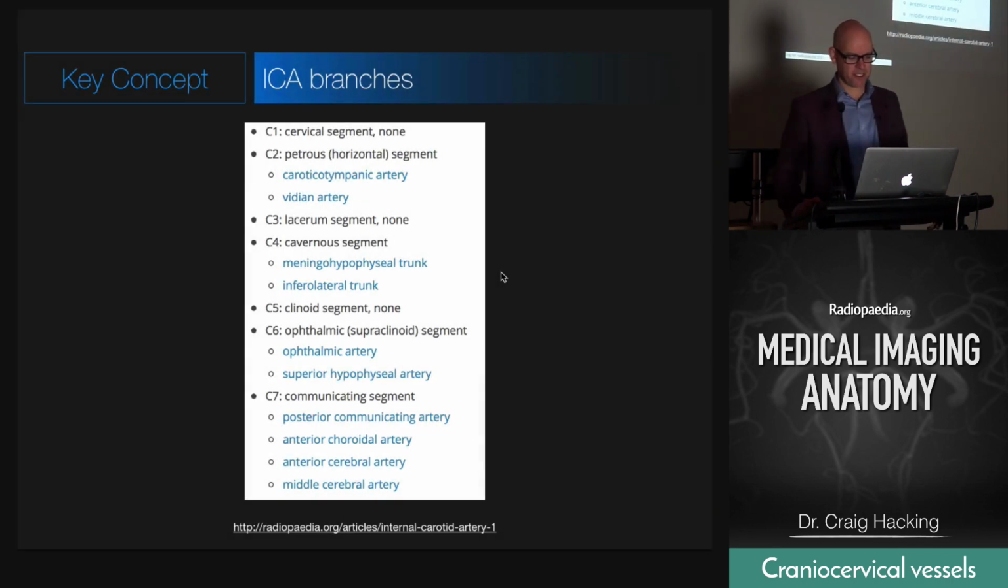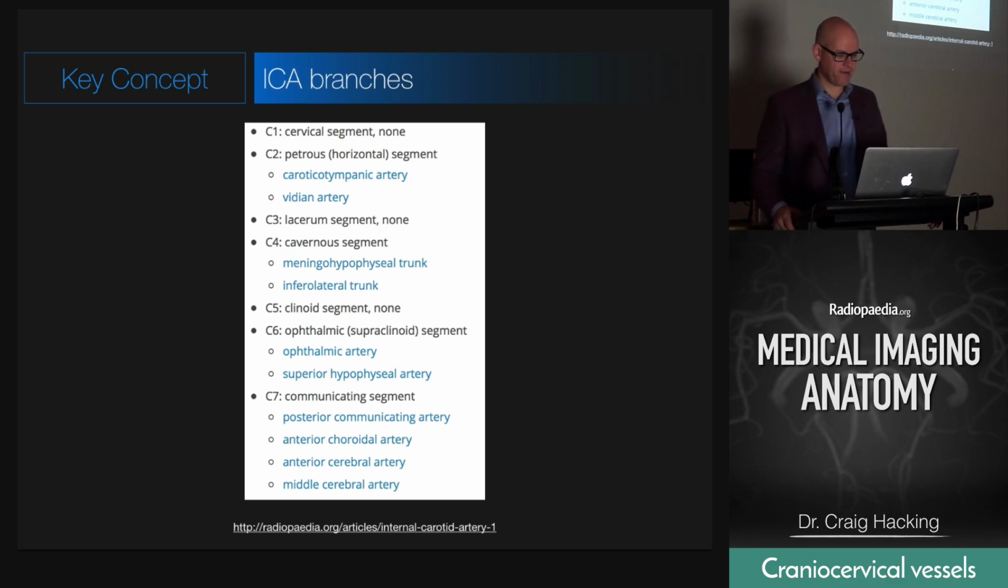So there are segments, just like the A1, 2, 3, there are segments, we like to number things. There are 7 segments of the ICA. From the bottom, the cervical segment, and these are really cool because it tells you how many branches you have. C1 has no branches. C2 is the petrous part through the petrous temporal bone. It has 2 branches. C3 is a tiny little angular part, the lacerum segment. That's because it's over the foramen lacerum. It has no branches. The cavernous segment, we talked about that in the cavernous sinus. It has a couple that go through the cavernous sinus and supply the trigeminal nerve and pituitary.